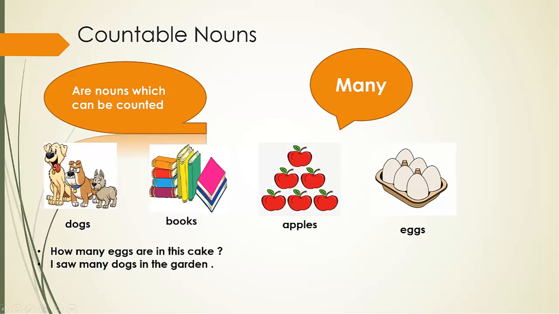I saw many dogs in the garden. So I used many with dogs. Dogs, plural, because it is counted, more than 1 dog. Okay, so now it's clear what a countable noun is. Countable nouns also have a plural. So look, dogs, boxes, apples, eggs, because it's more than 1.